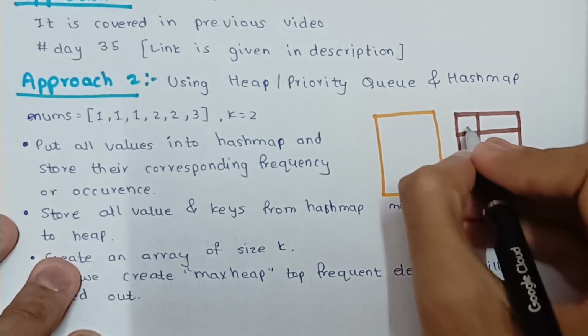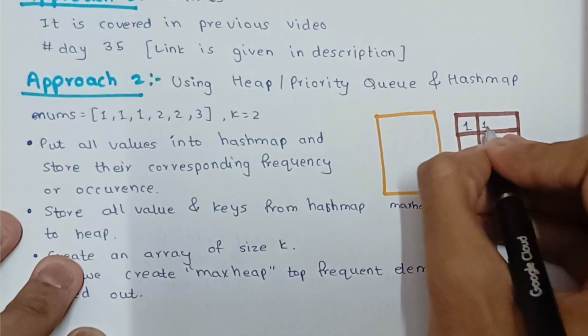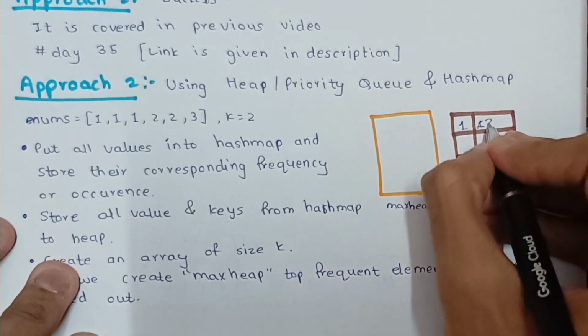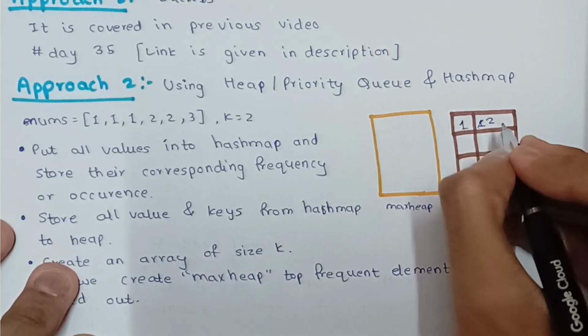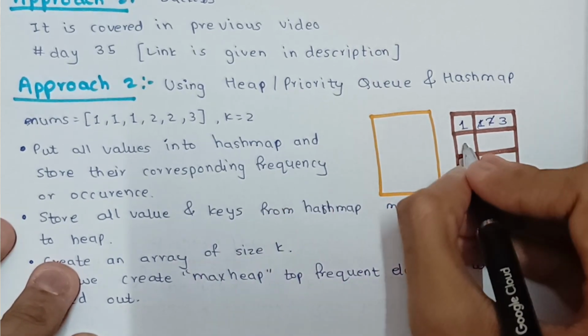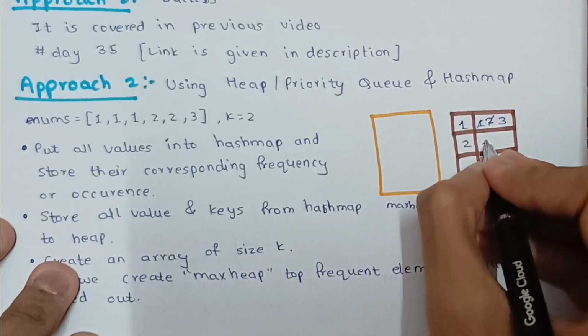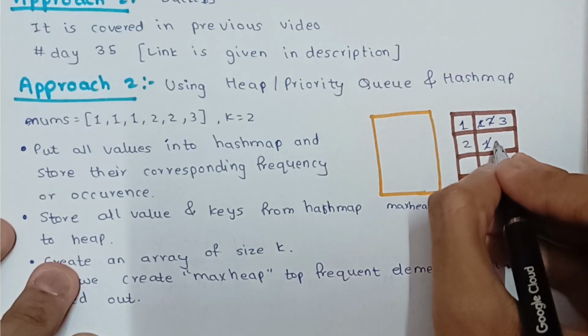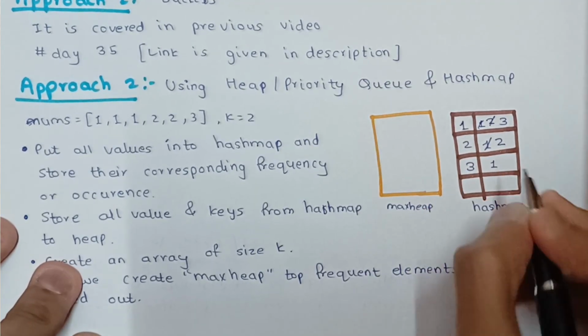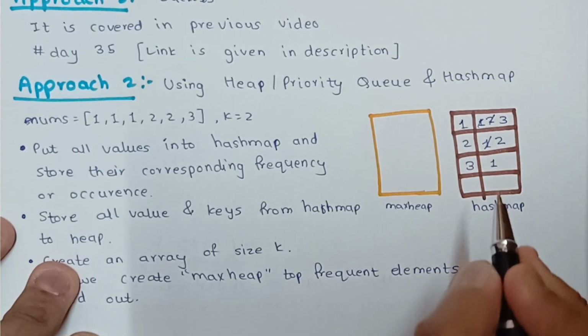So 1 is inserted into the hash map and its frequency is 1. Again 1 is added, so its frequency increments to 2, and again 1 is added, so the frequency becomes 3. Then 2 is added and its frequency is stored. Again 2 is added, so its frequency becomes 2, and 3 is added and 3's frequency is 1. So our hash map will look something like this.